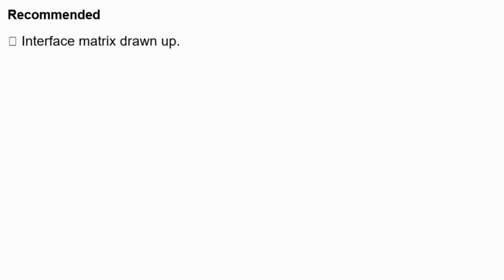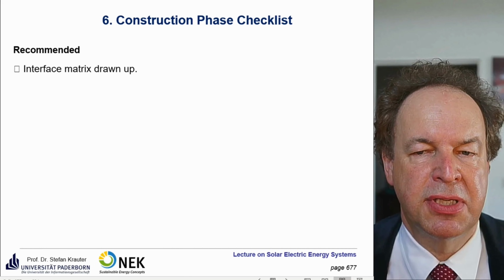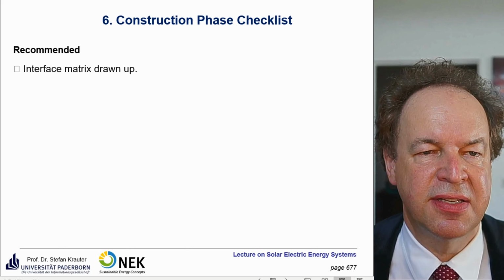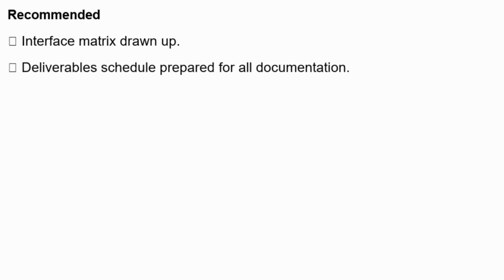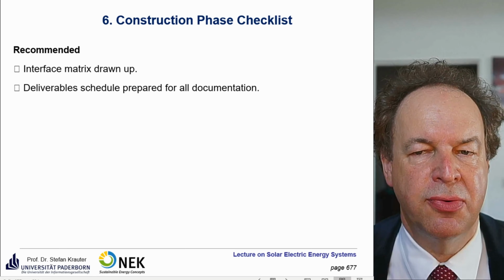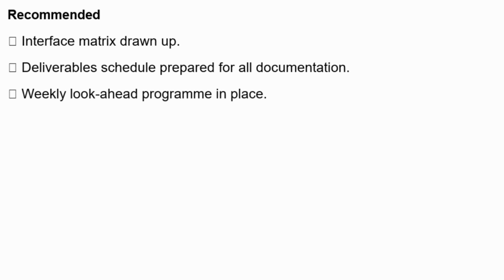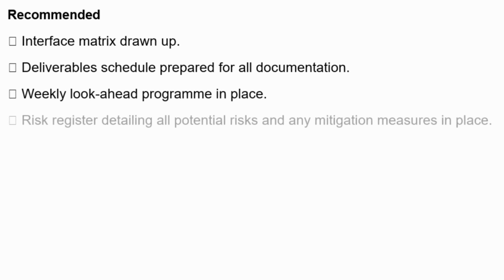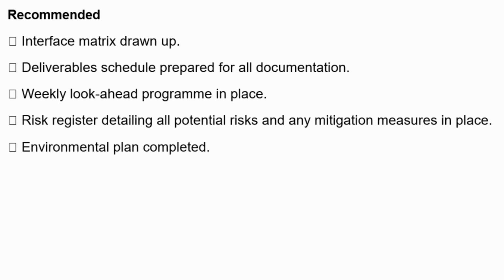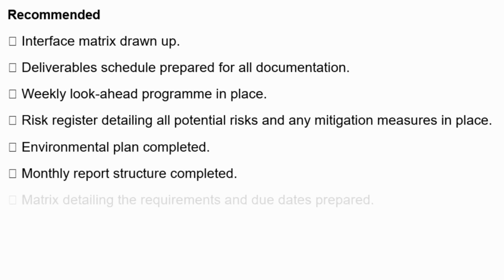Recommended: interface matrices are drawn up, so it's easier to overview the possible interfaces. Deliverable schedules are prepared for all documentation, which also makes it much easier to handle. A weekly look-ahead program is in place. Risk register detailing all potential risks and mitigation measures in place. Environmental plan completed. Monthly report structure completed. Matrix detailing the requirements and due dates prepared.